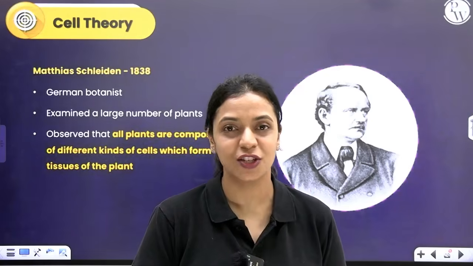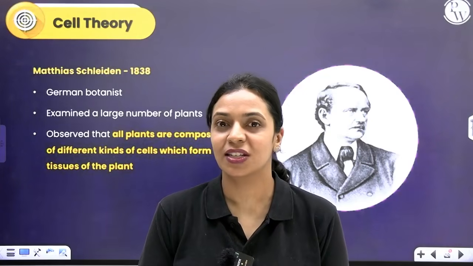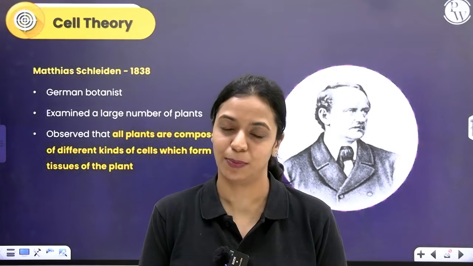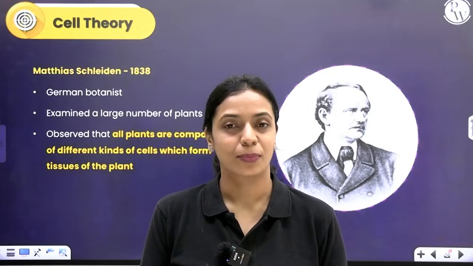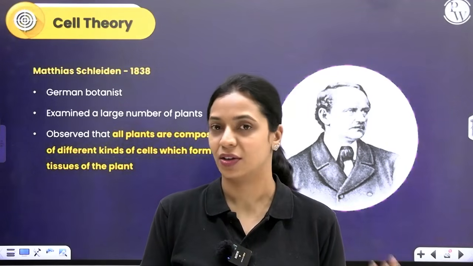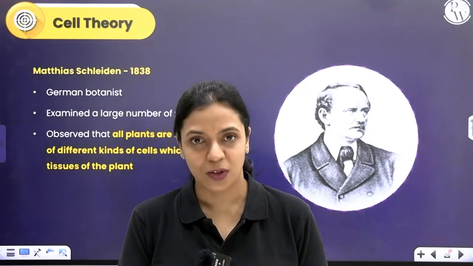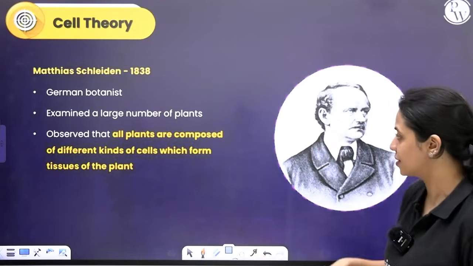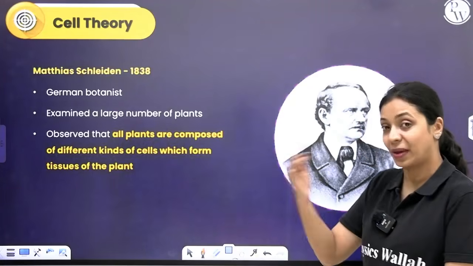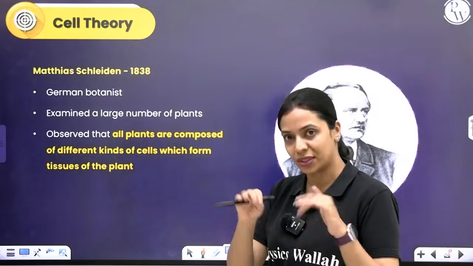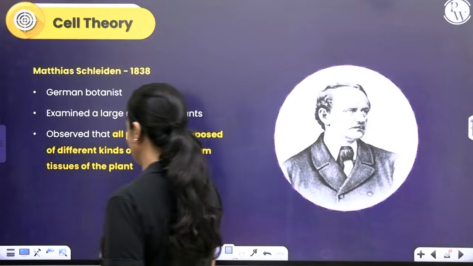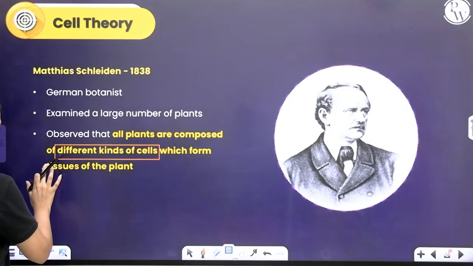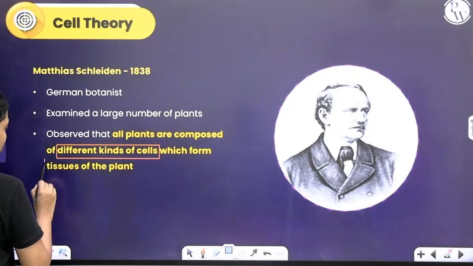First, Matthias Schleiden. Matthias Schleiden was a botanist from Germany. Like all botanists, he studied plants. But he studied plant cells by looking at them under the microscope. And he saw that in plants there were many different types of cells. He noticed that within plants you have many different types of cells, and those different types of cells formed tissues of the plant.